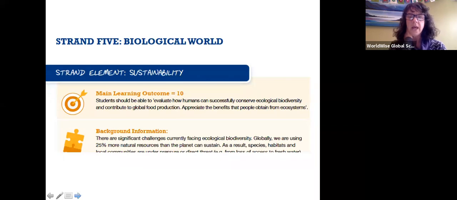So again, our outcome 10 would evaluate how humans can successfully conserve ecological biodiversity and contribute to our global food production. Again, those are our action verbs, appreciating the benefits that people obtain from ecosystems as well.